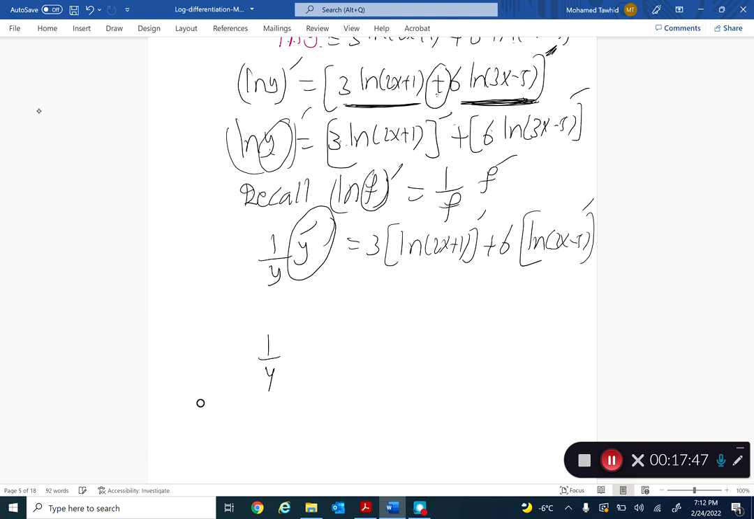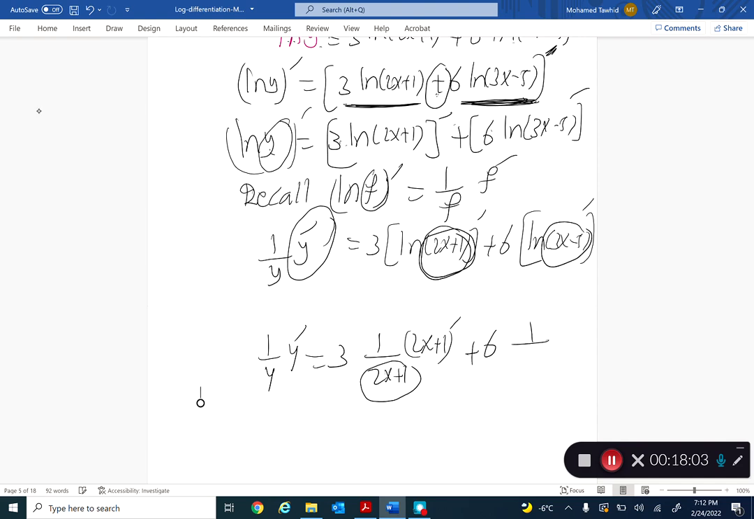So you have 1 over y times y prime. You have 3. So now what is the rule here? What is your f? Your f here is 1 over 2x + 1, so that is your f multiplied by f prime, which is (2x + 1) prime. Here you have 6. What is your f? 1 over 3x − 5 multiplied by (3x − 5) prime.